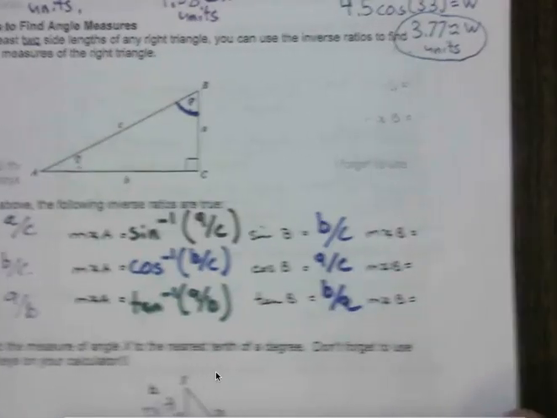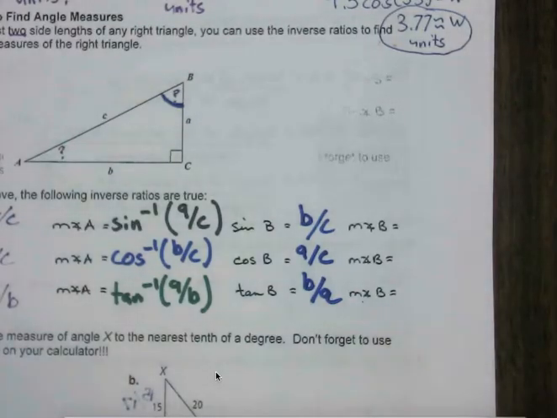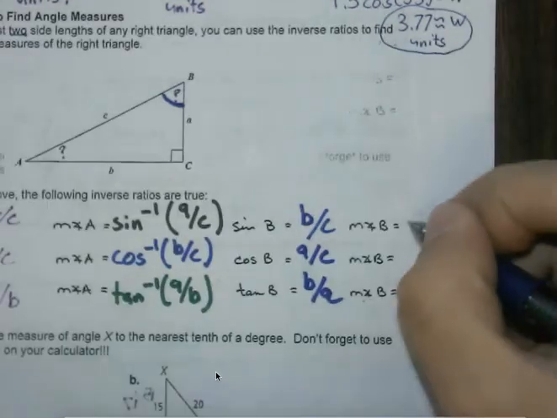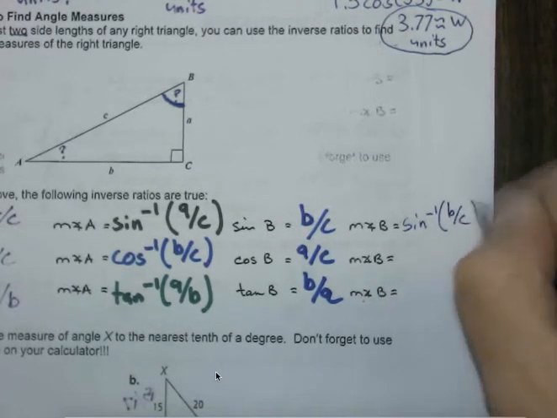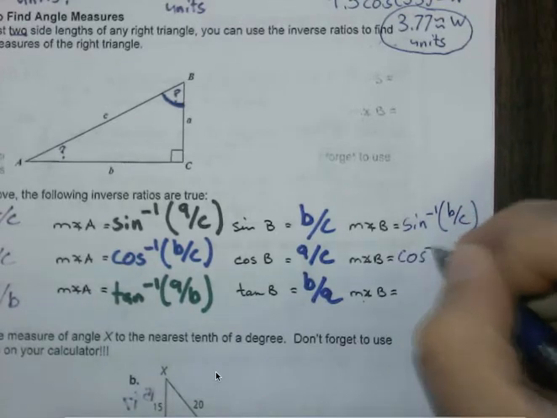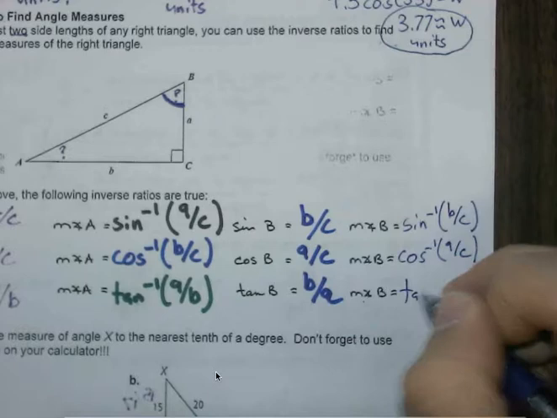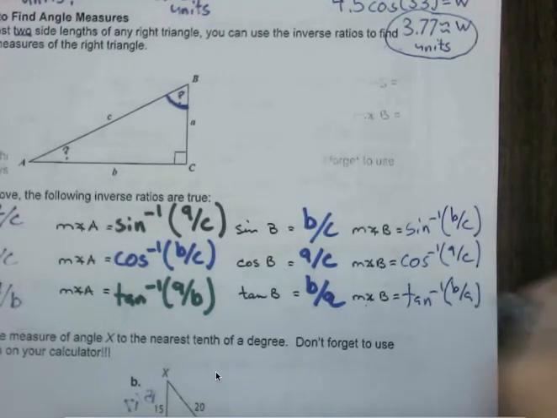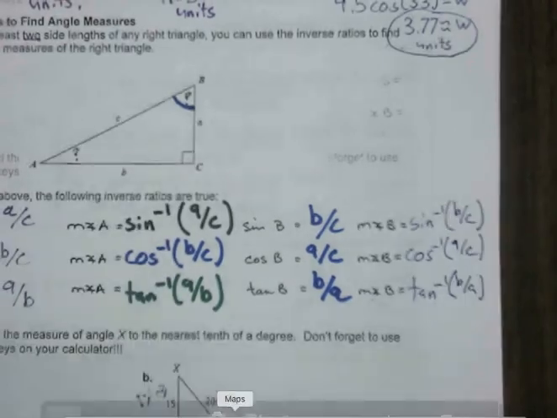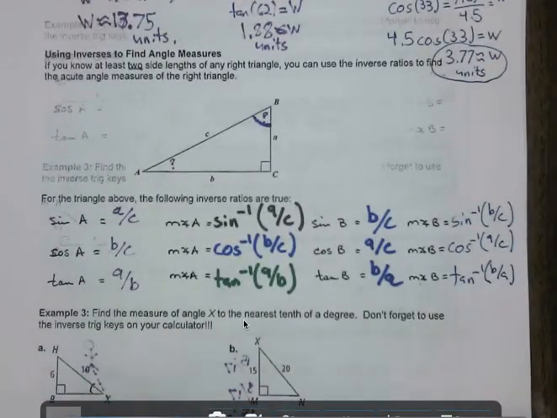So if you wanted to solve for angle B, we have several ways to do that. We could take sine inverse B over C, cosine inverse A over C, or tangent inverse of B over A. So we have several ways to get a hold of the same angle. So maybe pause real quick, take note of this, and then we'll move forward.